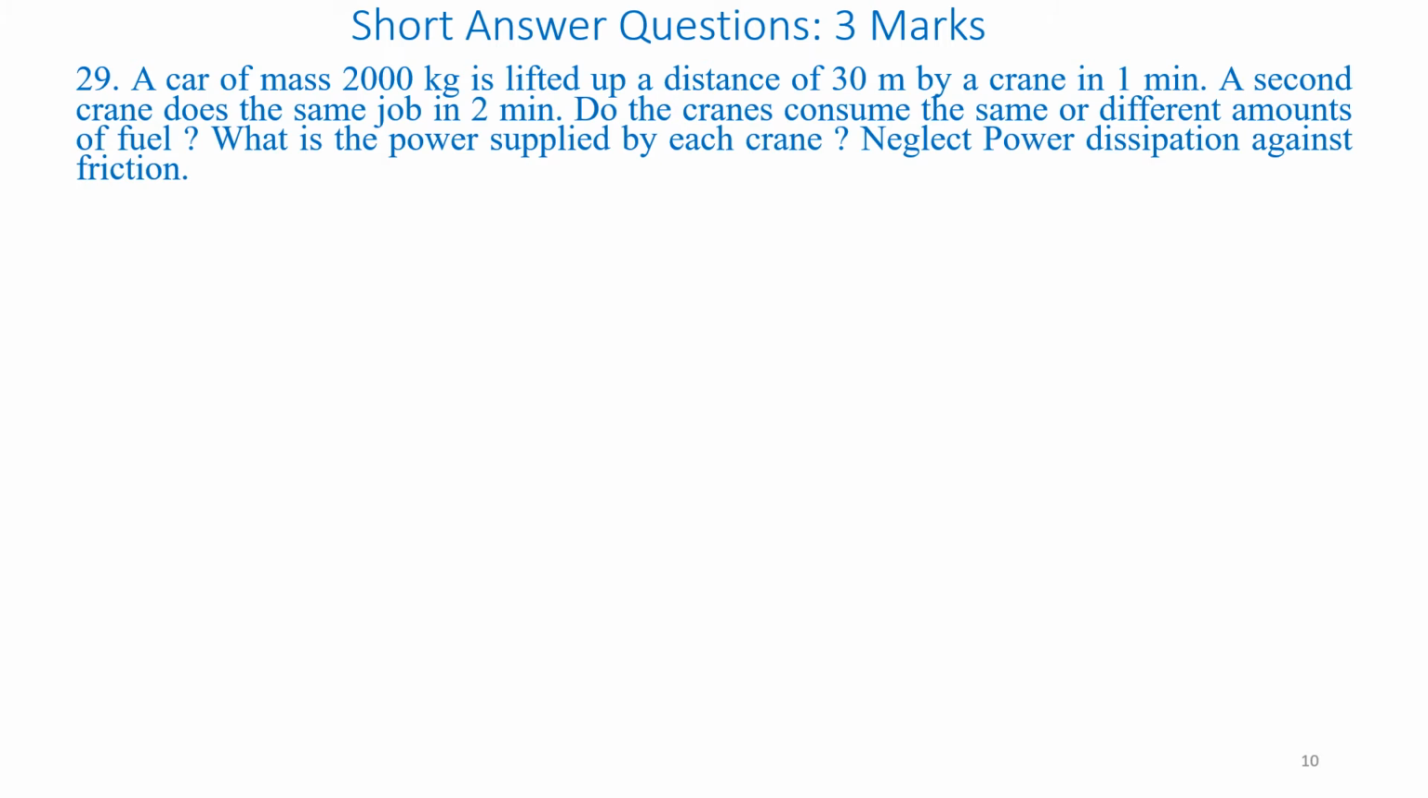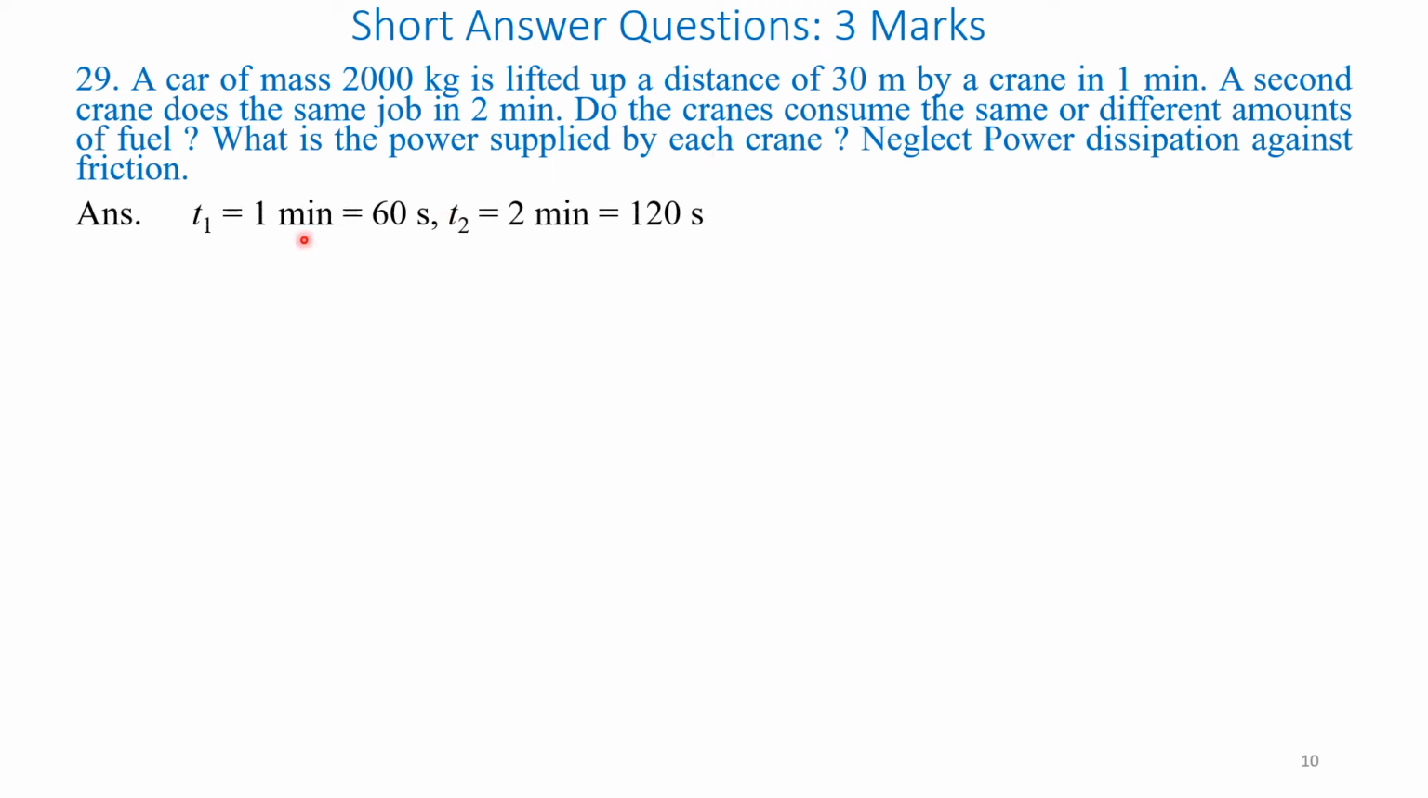We will take up questions of 3 marks. A car of mass 2000 kg is lifted up a distance of 30 meters by a crane in 1 minute. A second crane does the same job in 2 minutes. Do the cranes consume the same or different amounts of fuel? What is the power supplied by each crane? Neglect the power dissipation against friction.